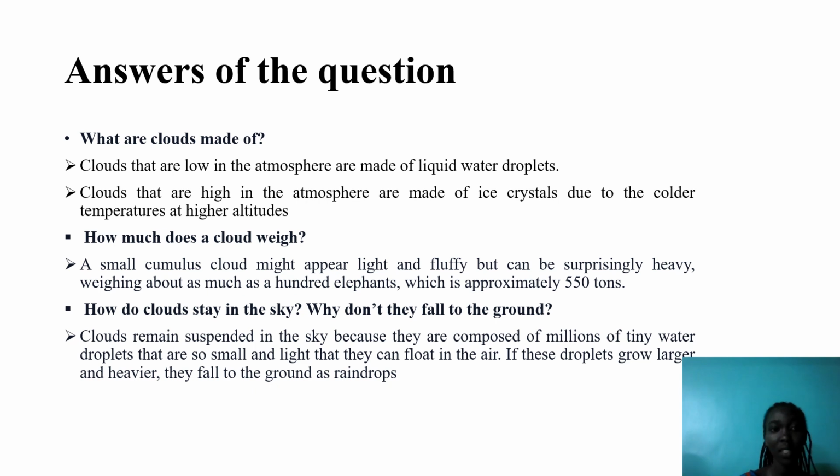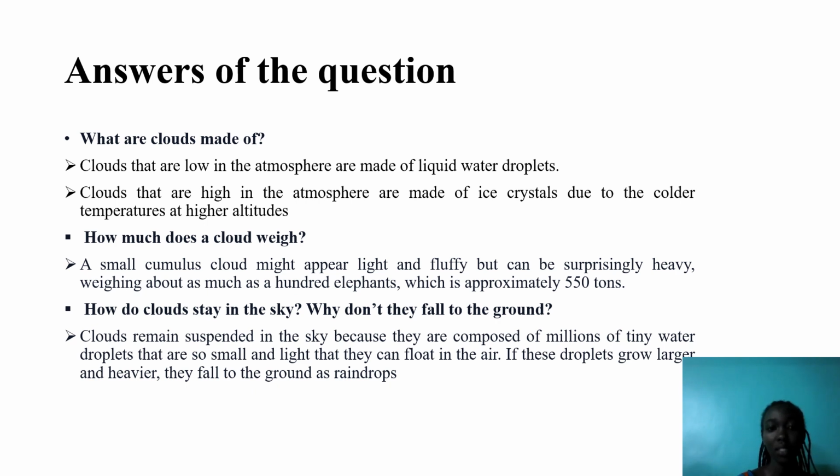Question 2: how much does a cloud weigh? The answer is this: a small cumulus cloud might appear light and bright, but can be surprisingly heavy, weighing about as much as 100 elephants, which is approximately 250 tons. Third question: how does a cloud stay in the sky? Why does it not fall to the ground?